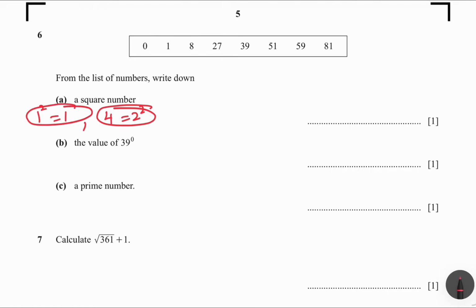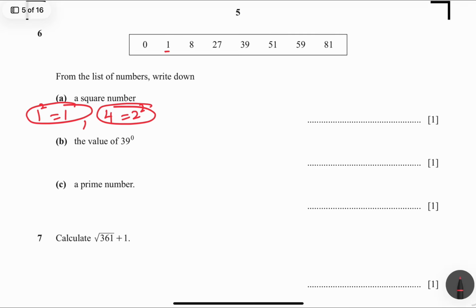So in this case, for our case, we have to take numbers only from here. So I can see here 1 can be written as 1 squared, and then, do we have any other number? Yeah, here 81, that can be written as 9 squared. So we have 1 or 81. Also 0 can be considered because 0 squared is also 0.